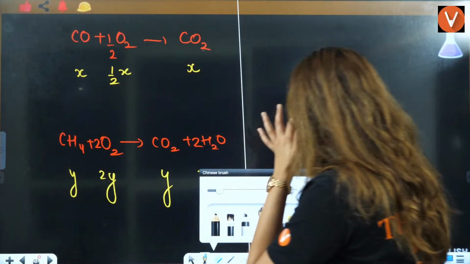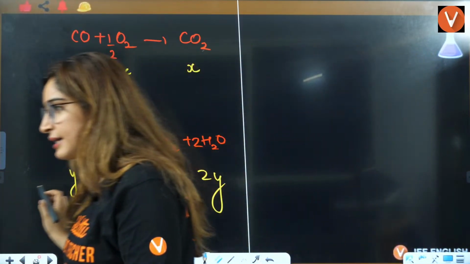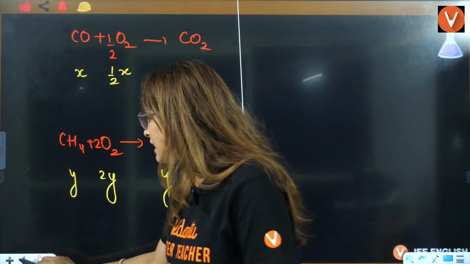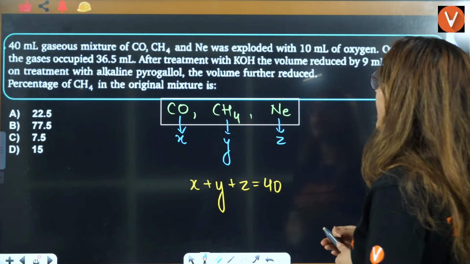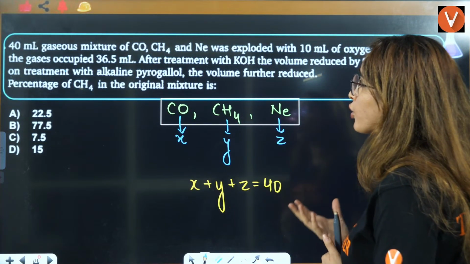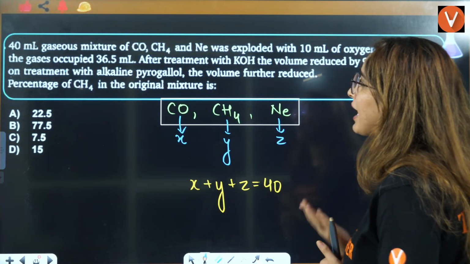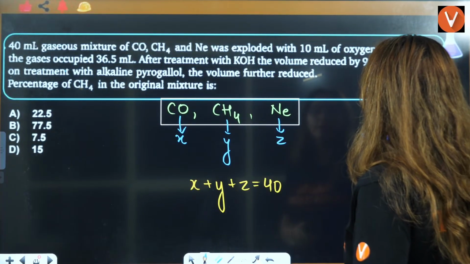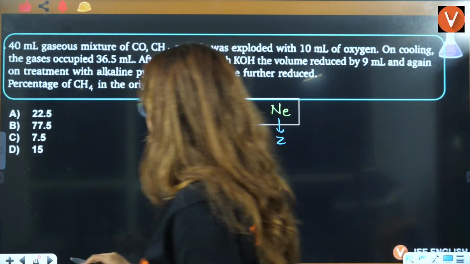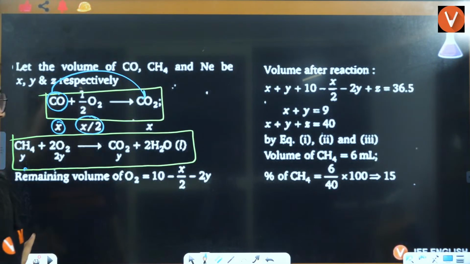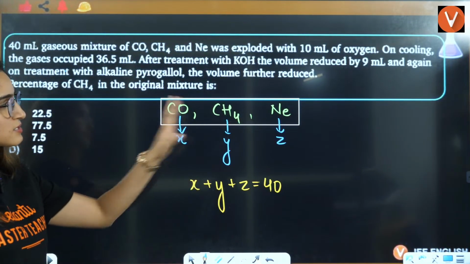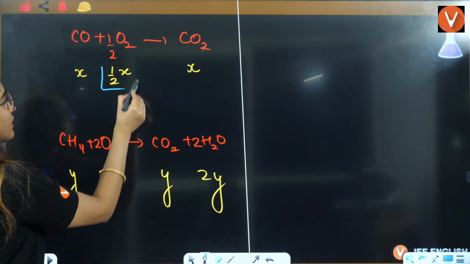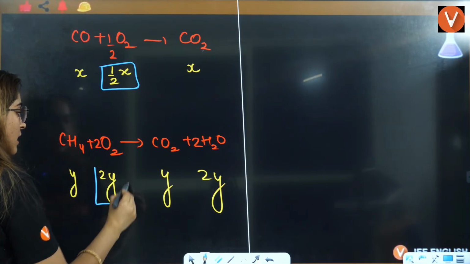First, tell me if that thing is clear to all of you or not. Right? Now, let's see the next thing. They are saying that on cooling, the gas occupies 36.5 milliliter. Now, 10 milliliter is the oxygen. I am saying this is Z. 10 milliliter is the oxygen, so oxygen will be added to this.